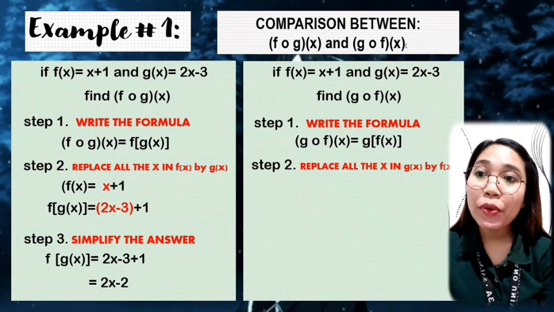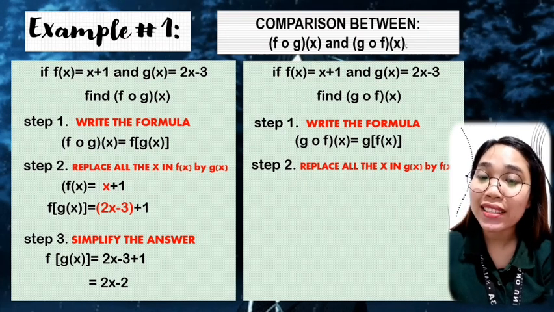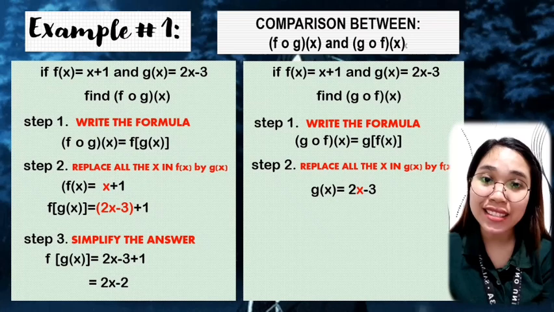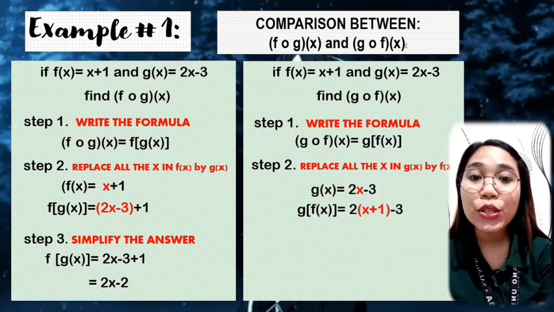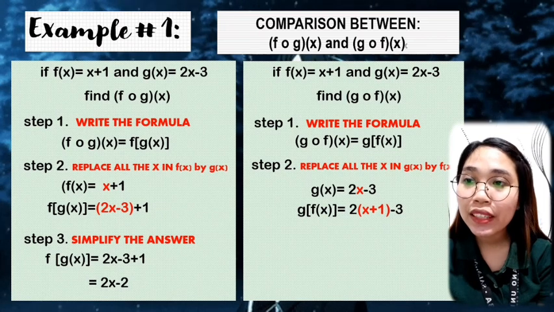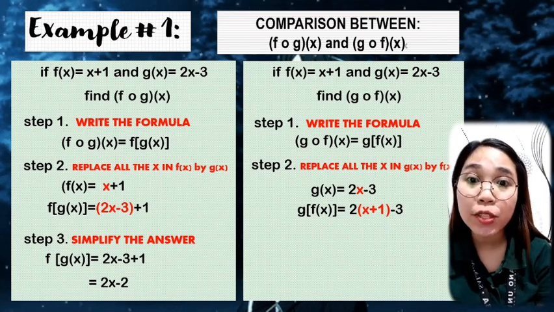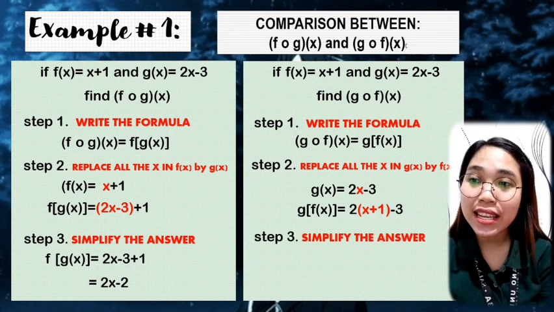Step 2, replace all the x in g of x by f of x. Also, step 2, magkaiba sila because our inside function is f of x. So we have g of x equals x minus 3. We replace the x in g of x by x plus 1. So we have 2 times x plus 1 minus 3.